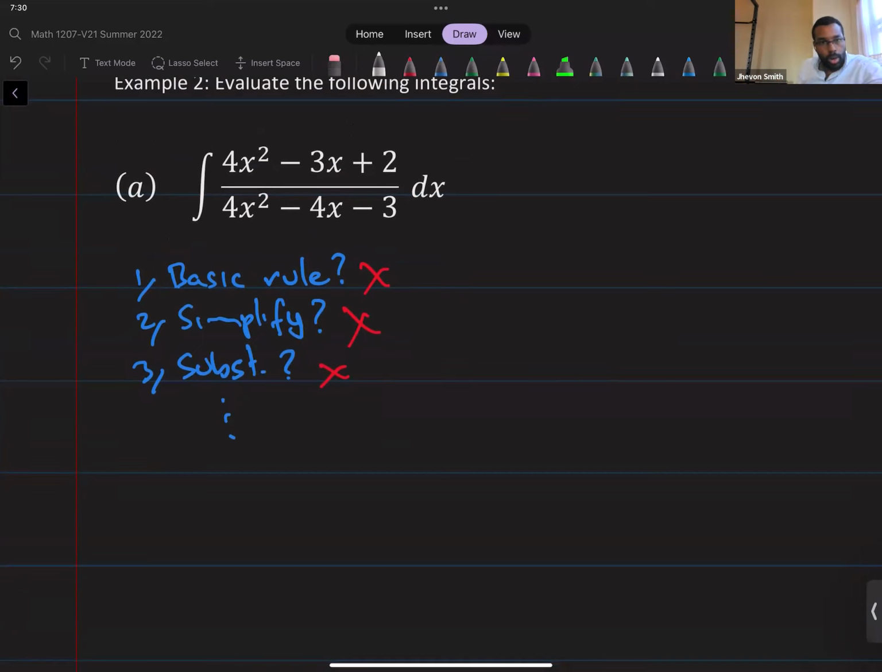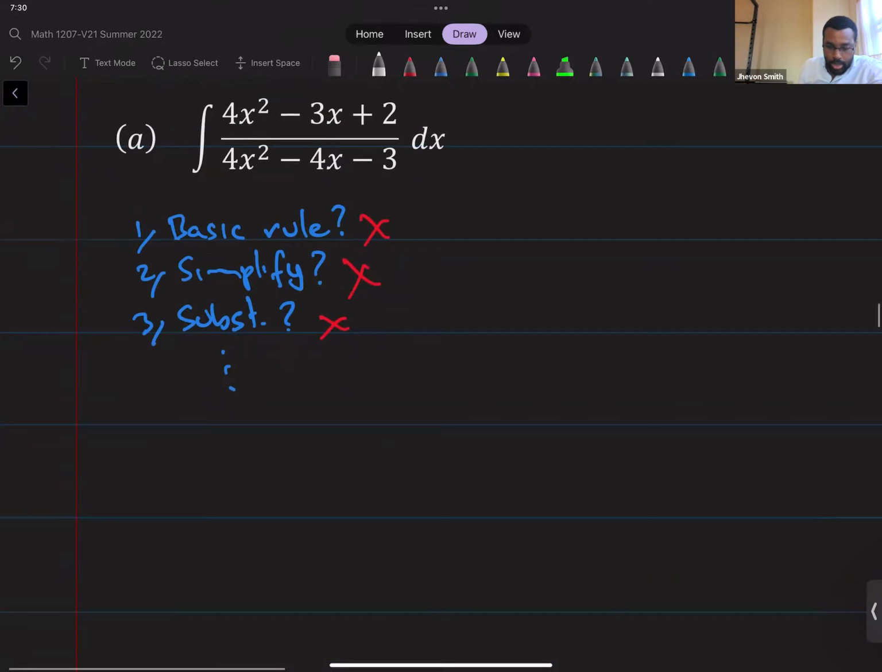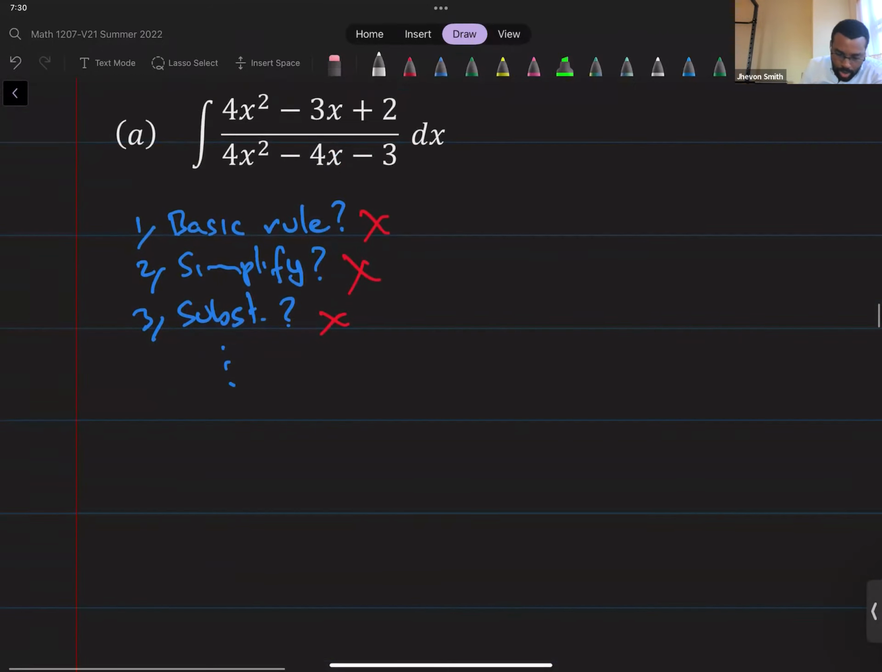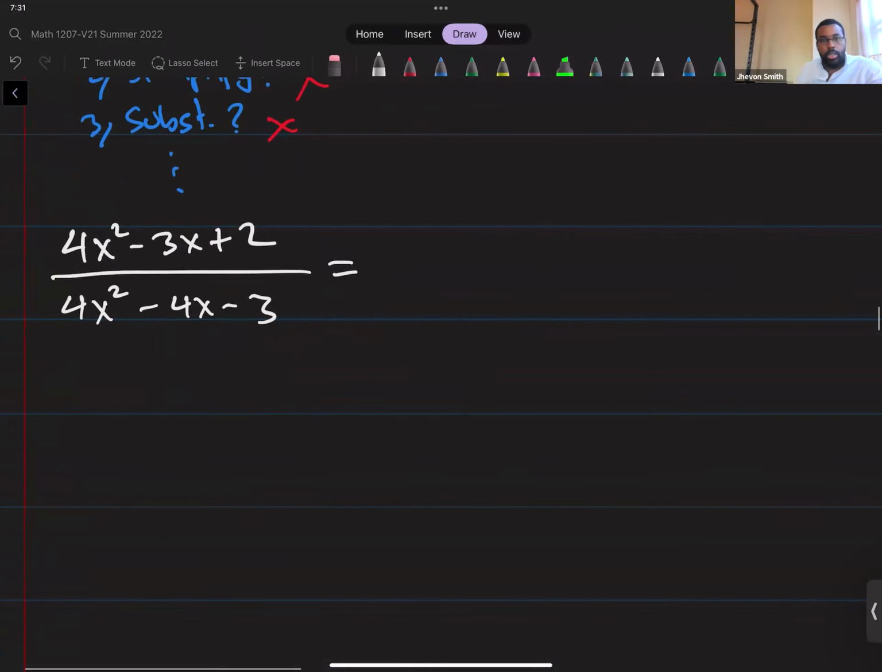So for whatever reason, you're going to think partial fractions here, because by parts or trig sub does not look like a good idea either way. So of course it's not proper, so that's the first thing you're going to want to do. So you have this 4x squared minus 3x plus 2 over this 4x squared minus 4x minus 3. So how do we actually get this to be proper?